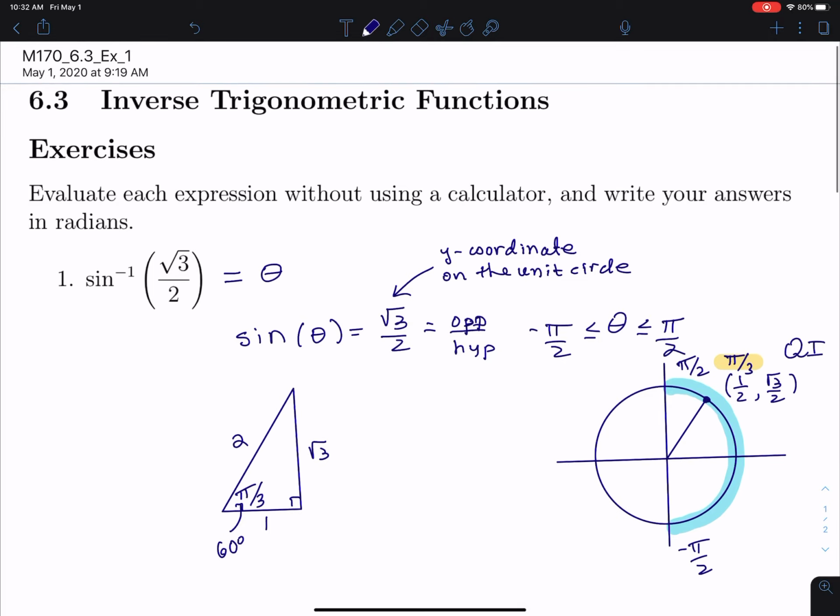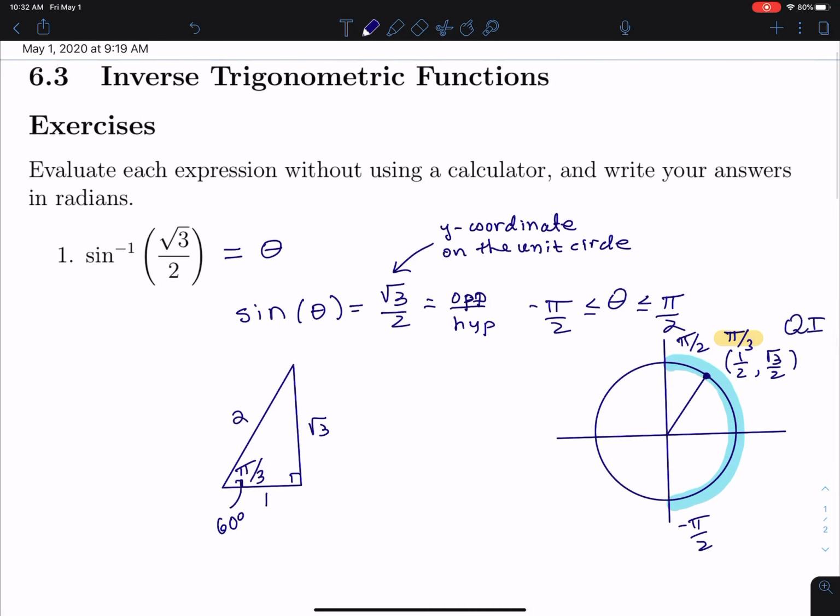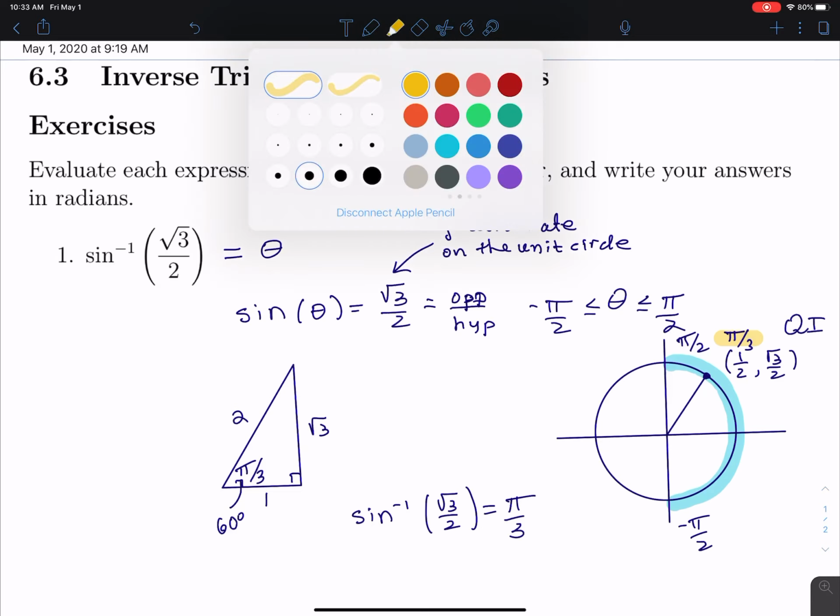So the answer is that sine inverse, aka arc sine, of rad 3 over 2 is equal to pi over 3. So we can use a right triangle approach, or we can use a unit circle approach. Let's get a big highlight here and highlight this answer.